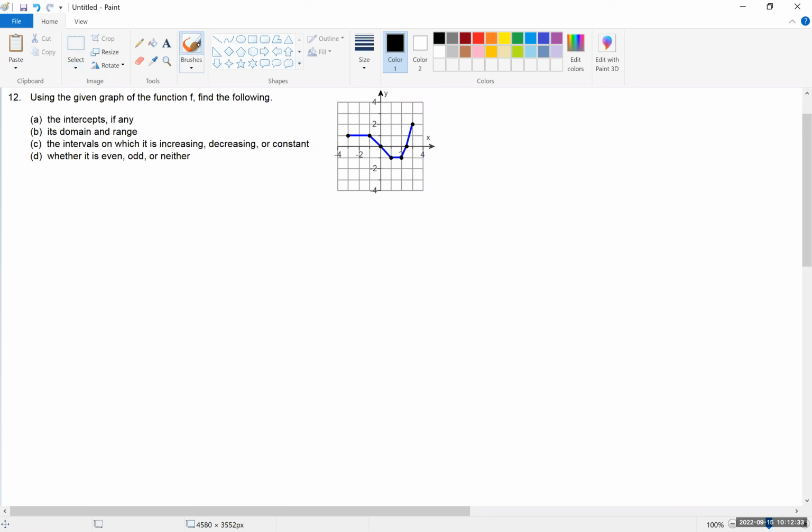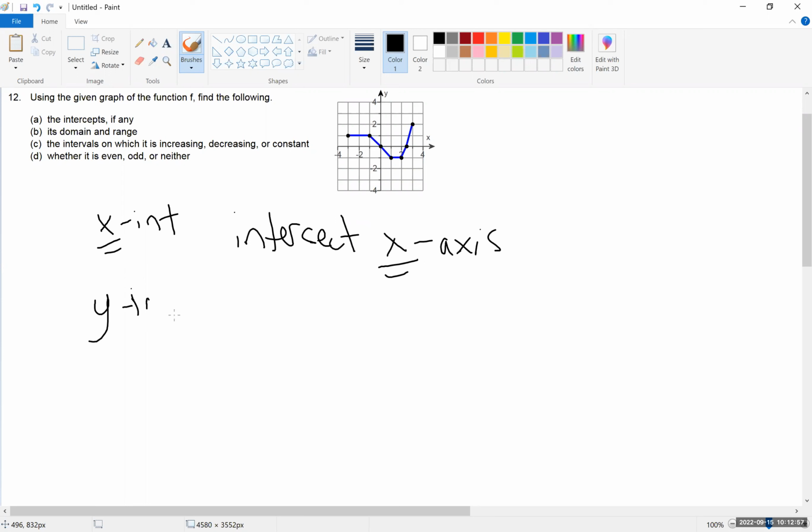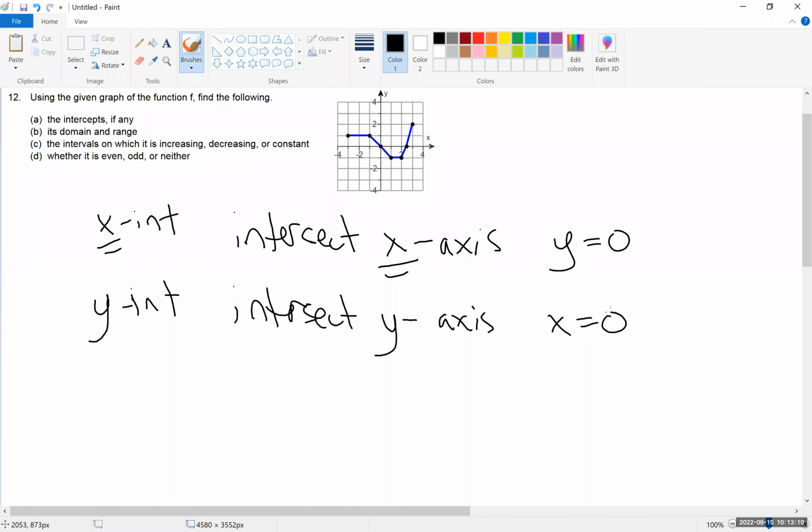All right, perfect. So the intercepts, right? The x-intercept is when you touch the x-axis, or intersect. Intersect is the proper word. The x-intercept is when you intersect the x-axis. That's why it's called an x-intercept. The y-intercept then happens when you intersect the y-axis. And you'll notice that every point on the x-axis has a y value of 0, and every point on the y-axis has an x value of 0.